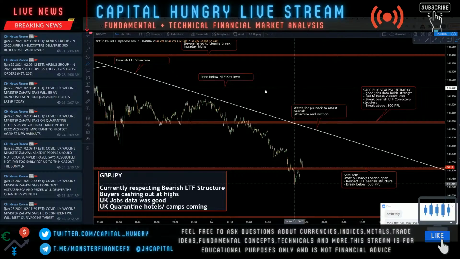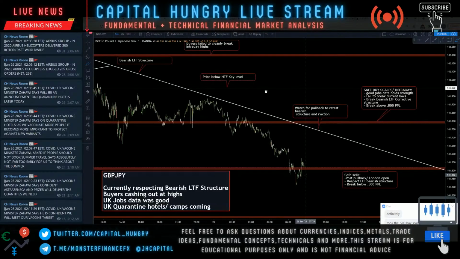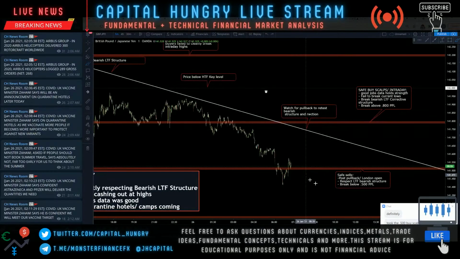It looks like that jobs data, even though it was good, it's not enough to stop those buyers cashing out on the intraday time frames. We're not seeing a huge impact from that positive jobs data, the unemployment and the claimant jobs change. It was good economic data though. But let's see if we get that pullback to retest structure here.